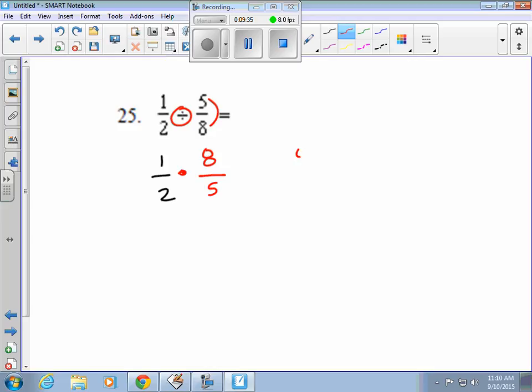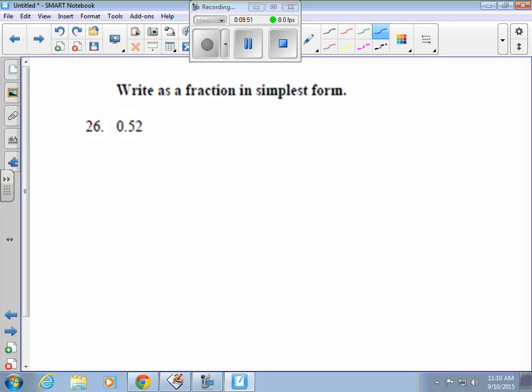1 times 8 is 8. 2 times 5 is 10. The number 2 goes into both of these. This one, it goes into 4 times. This one, it goes into 5 times. If you canceled it out earlier, you would have gotten 2 going into both of them, 1 at the bottom and 4 on the top, which would have given you the same 4 over 5.